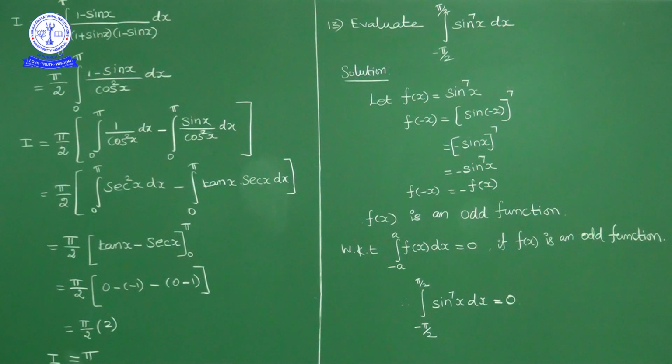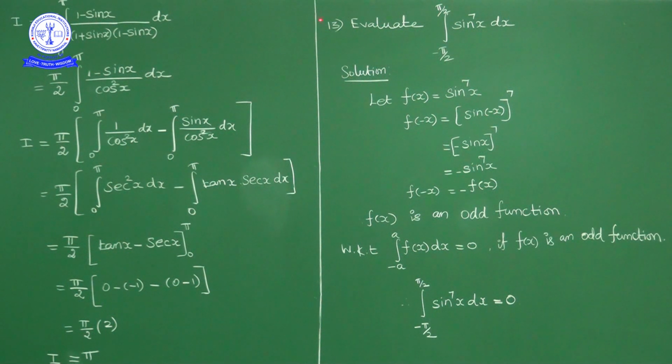Now we know that integral minus a to a f of x dx is equal to 0 if f of x is an odd function. Okay. So using this property, integral minus pi by 2 to pi by 2 sin power 7x dx is equal to how much? 0. Okay. I'll repeat once again.